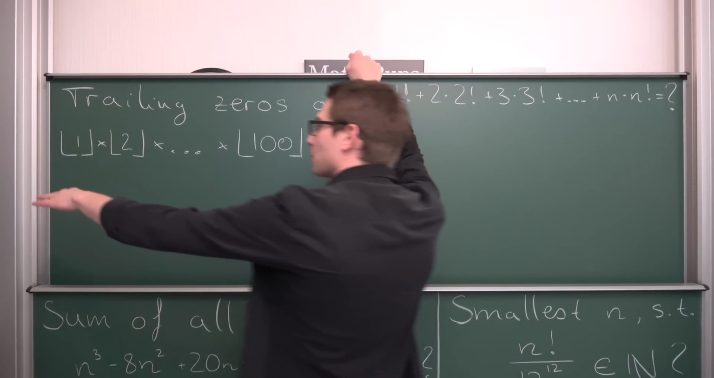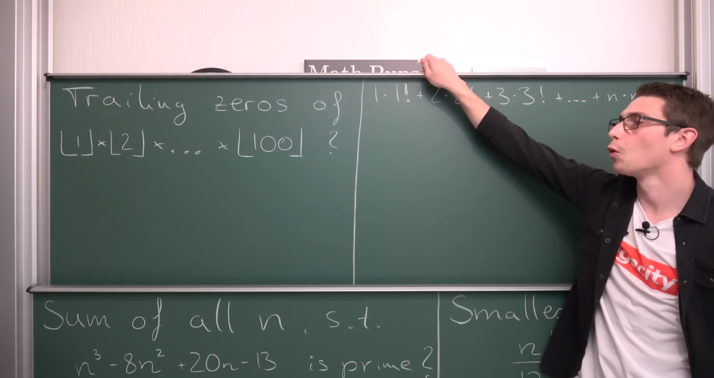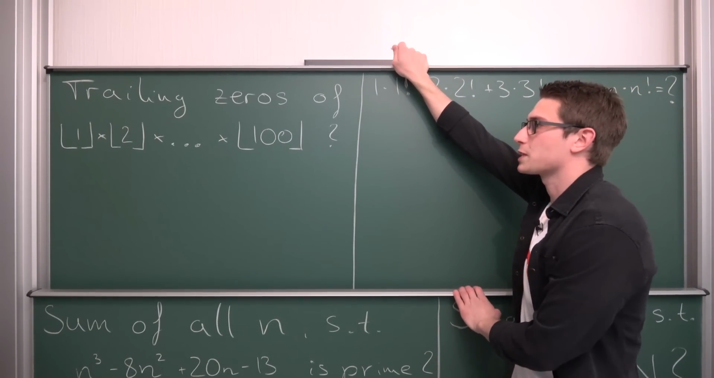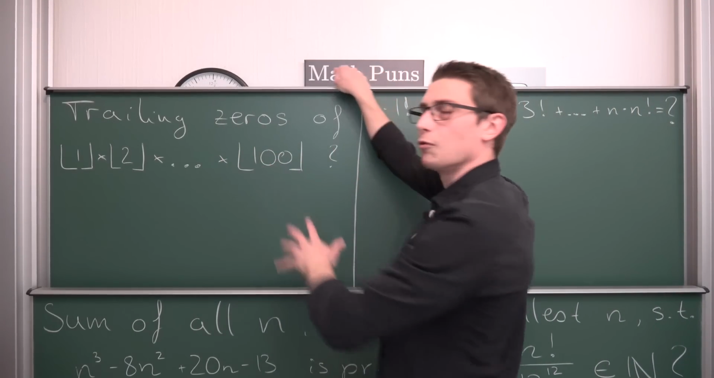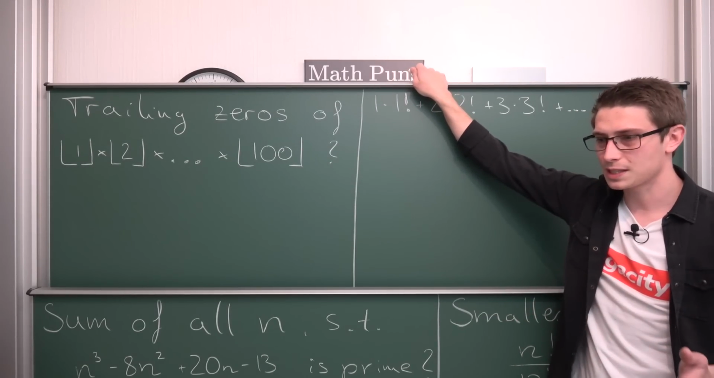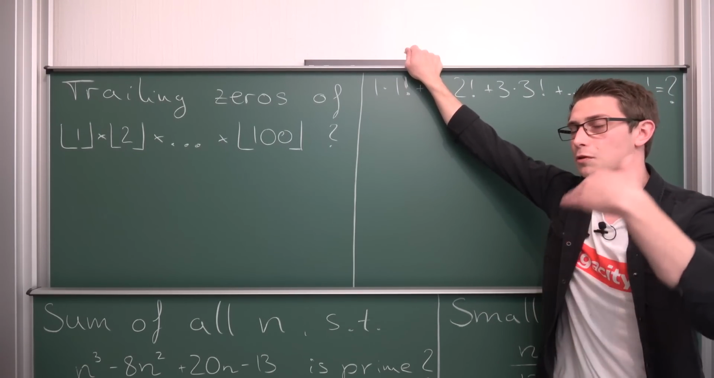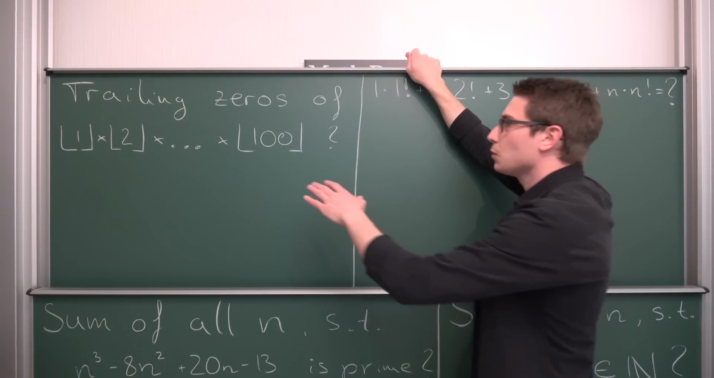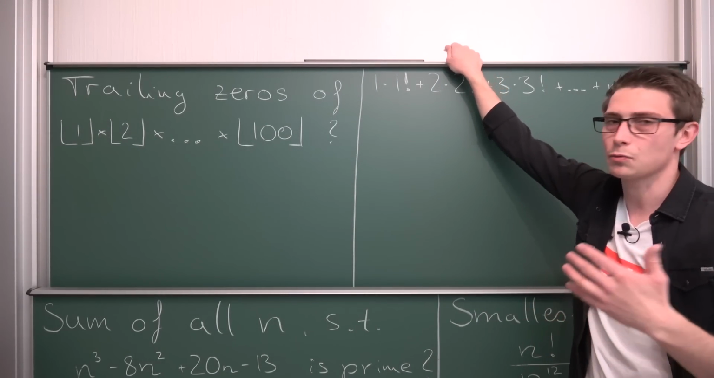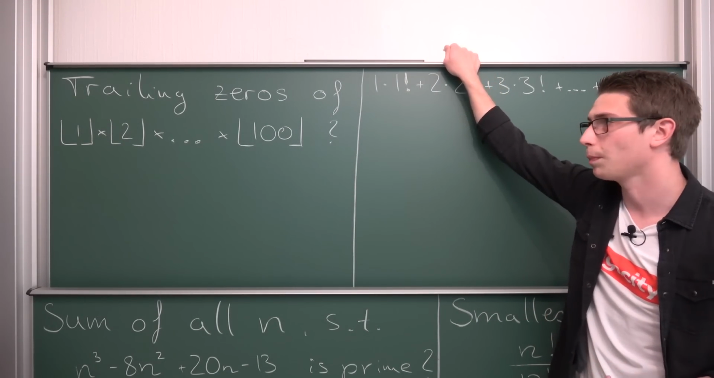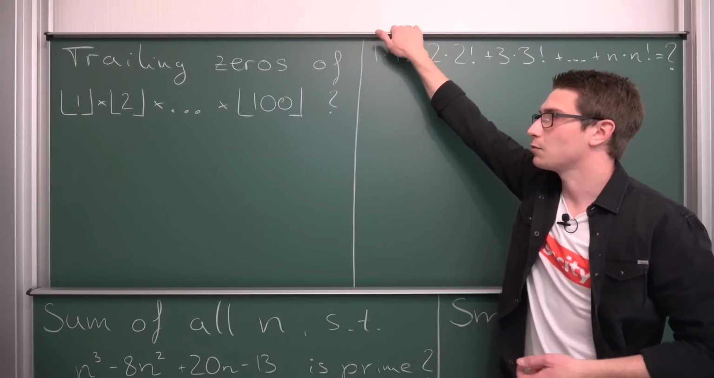We are going to multiply the floor of 1 with the floor of 2 with the floor of 3, blah blah blah, up until the floor of 100. What does it mean for something to have trailing zeros? Well, we just want to look for the powers of 10 in here. So a number, for example, has 5 trailing zeros if it has a factor of 10 to the 5th power. Meaning we want to see how many 10 to the nth power we have, and then we have n trailing zeros overall.